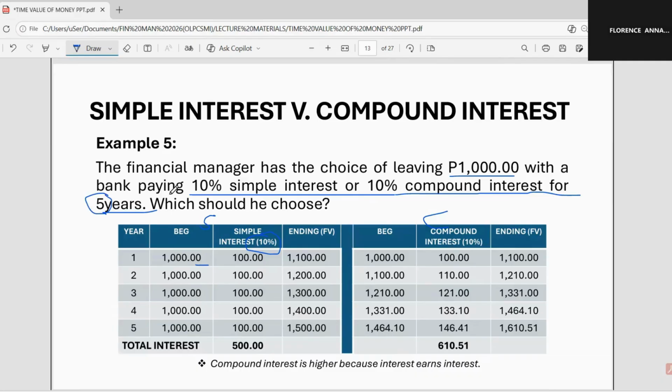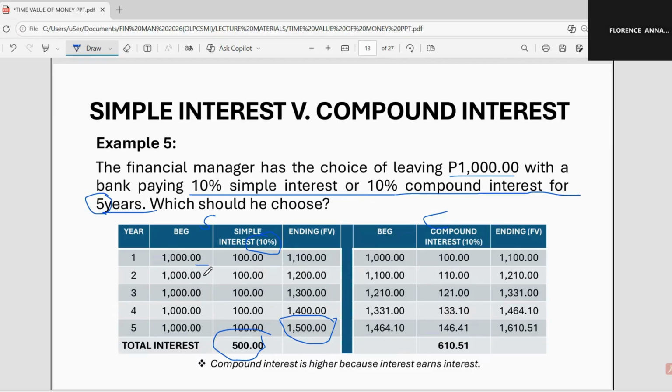Meron tayong 10%. Ilan yung ating number of period? We have 5 years. So, 1,000 times 0.10 times 5, you get 500 na interest plus your principal na 1,000, you'll get your future value of 1,500 at the end of the year.